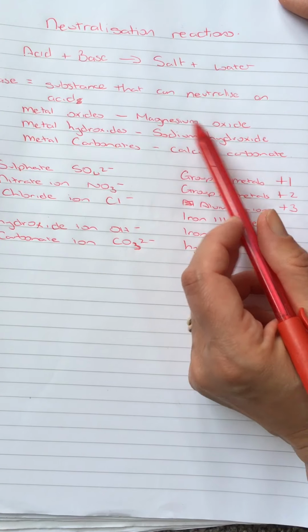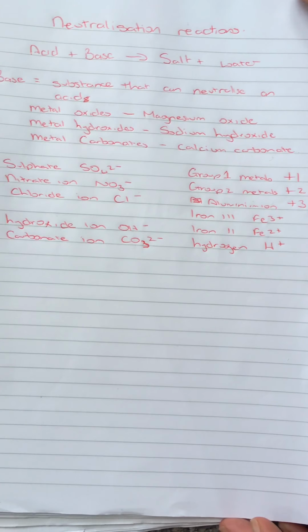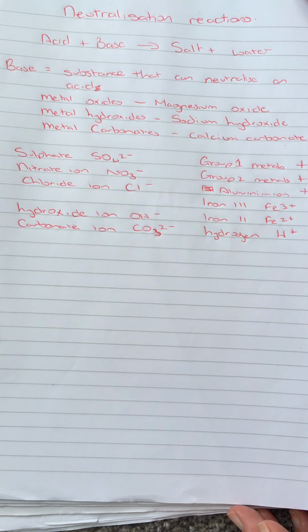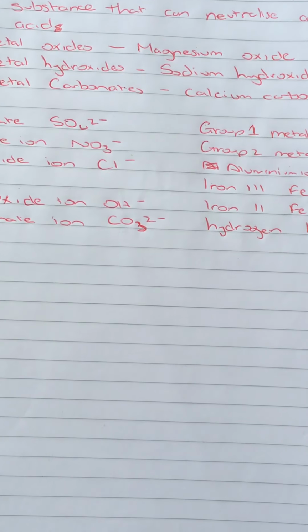So I just want to go back to these examples I gave you up here: magnesium oxide, sodium hydroxide, calcium carbonate, and I just want to use the information that we've looked at in previous lessons. You need it to work out the formulae, what the formulae are for each of these.